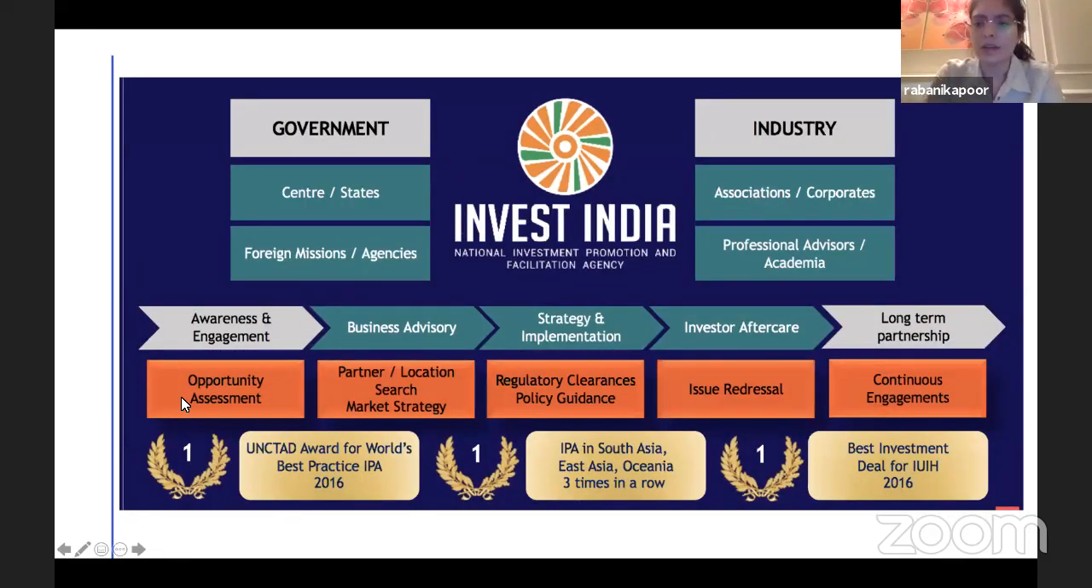So this is a slide on Invest India, and it gives you a brief on what exactly an IPA does and entails. Invest India, with all the work that they have done, the investors have actually ranked out of the best globally. So that's something we all should be really proud of. So much so that Invest India received the United Nations Conference on Trade and Development's Award on World's Best Practice IPA in 2016 and in 2018 for promoting investment in sustainable development.